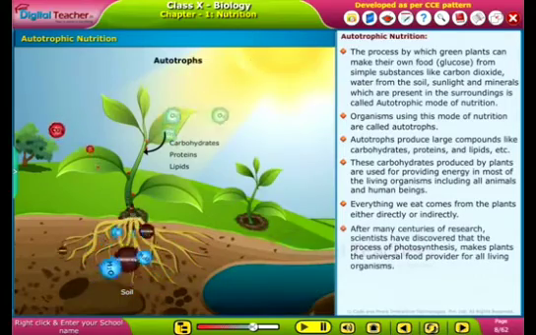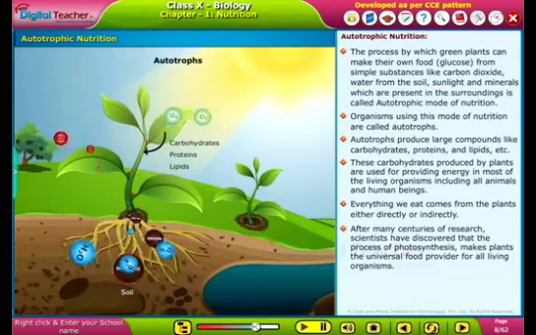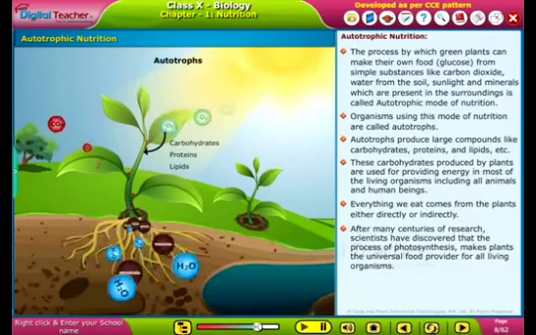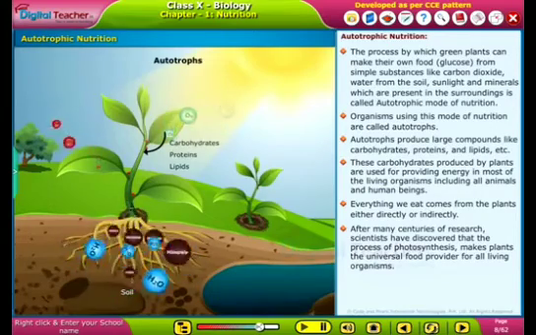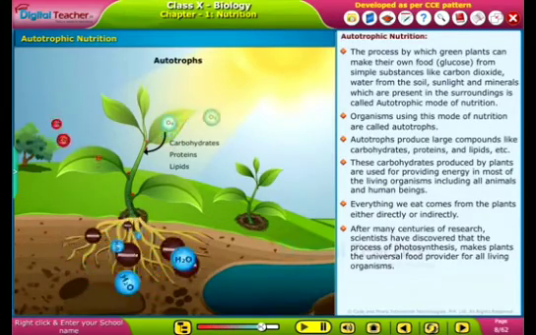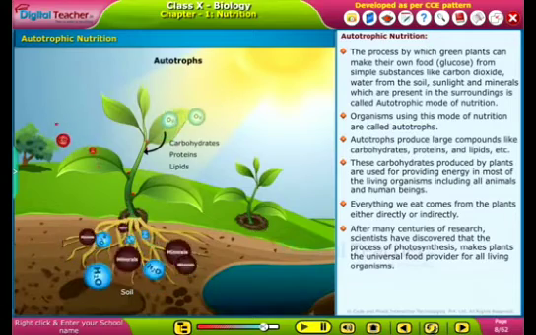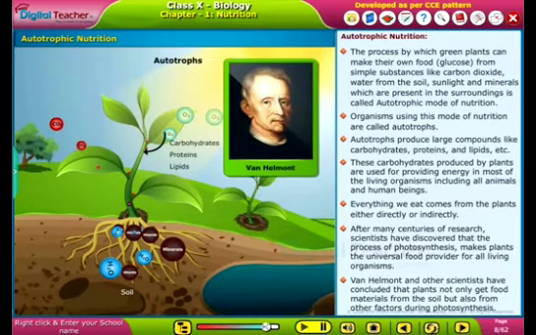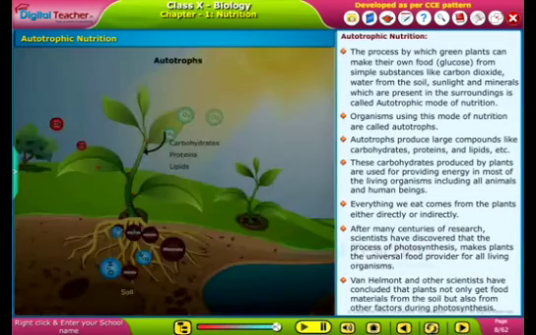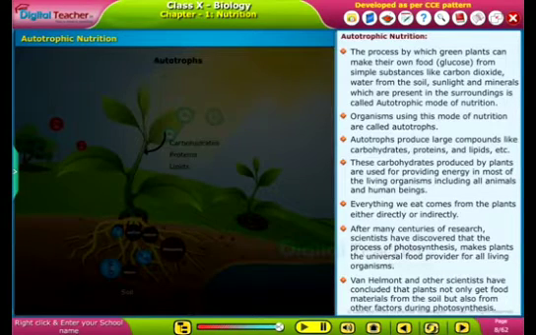After many centuries of research, scientists have discovered that the process of photosynthesis makes plants the universal food provider for all living organisms. Van Helmont and other scientists have concluded that plants not only get food materials from the soil, but also from other factors during photosynthesis. Let us learn about this process further.